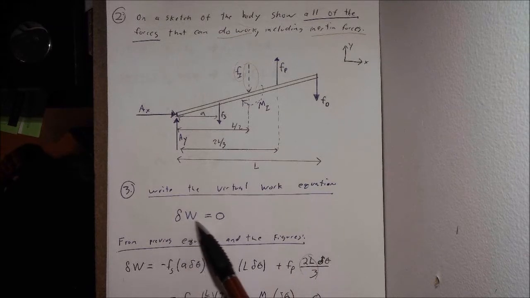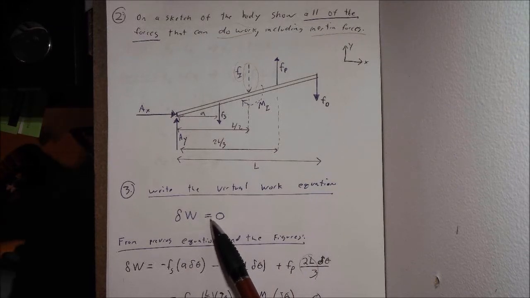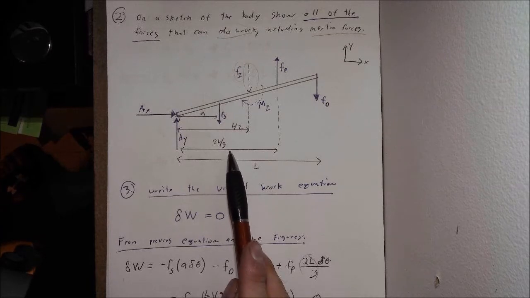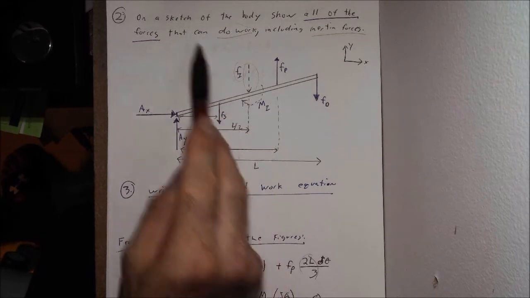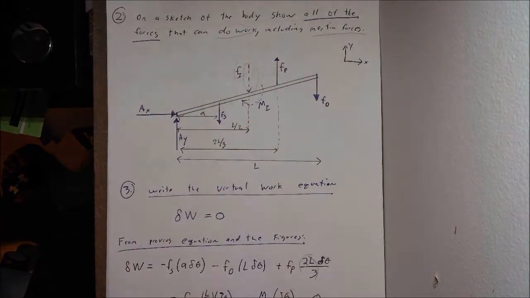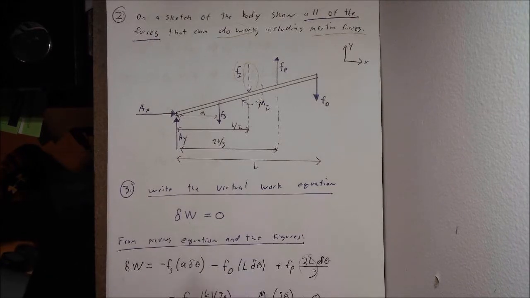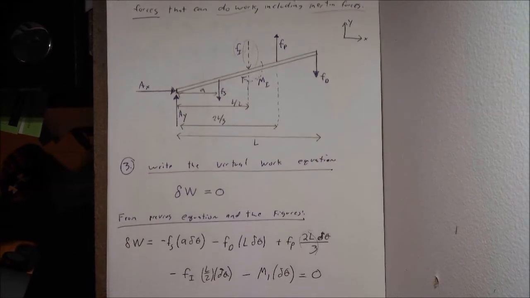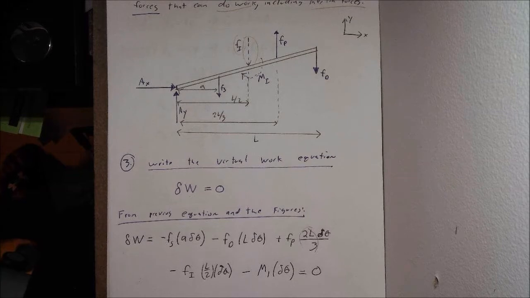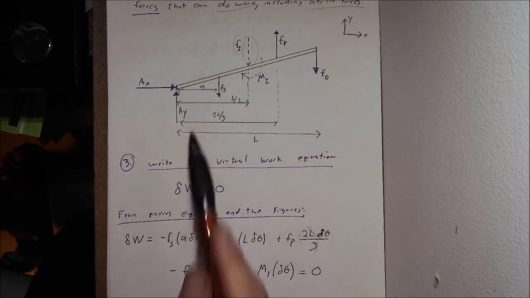My delta W is equal to 0. So what are the things that do work? Well, that's why I drew out this diagram. So now I know all my forces that can do work, including the inertial forces, so then I can plug that into this equation down here. So if I move this up just a little bit here, we can see this equation as we plug in.